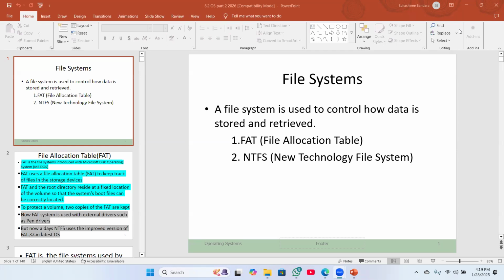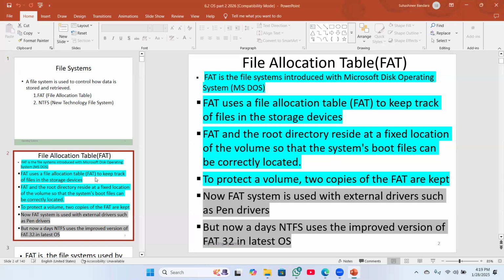So first we will discuss the File Allocation Table, the FAT file system. That means how data is stored on the hard disk. FAT is a file system introduced with the Microsoft Disk Operating System, MS-DOS. FAT uses a file allocation table. Normally we call it FAT32. So earlier, pen drives used FAT. FAT uses a file allocation table to keep track of files in storage devices.